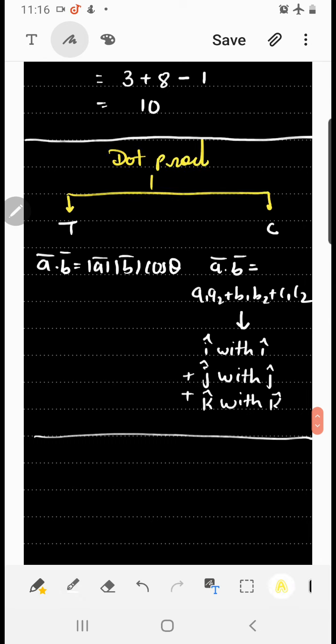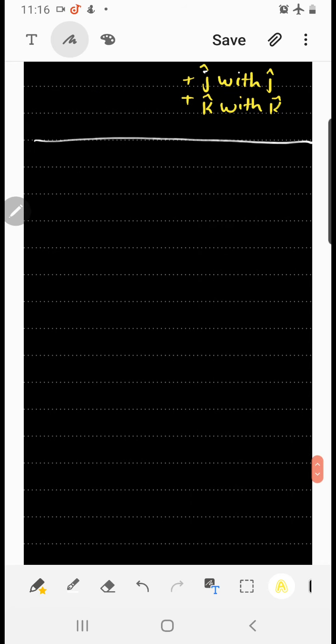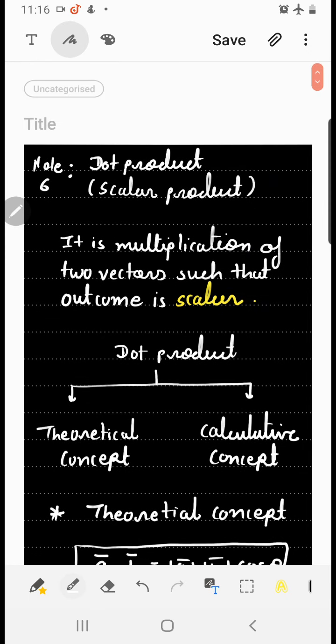So we have done the basic concept of dot product. Now let's understand a few properties and results related to dot product. Let me start with note point number 1 in this. I hope you've written type number 6. It is not note 6, it is type 6.